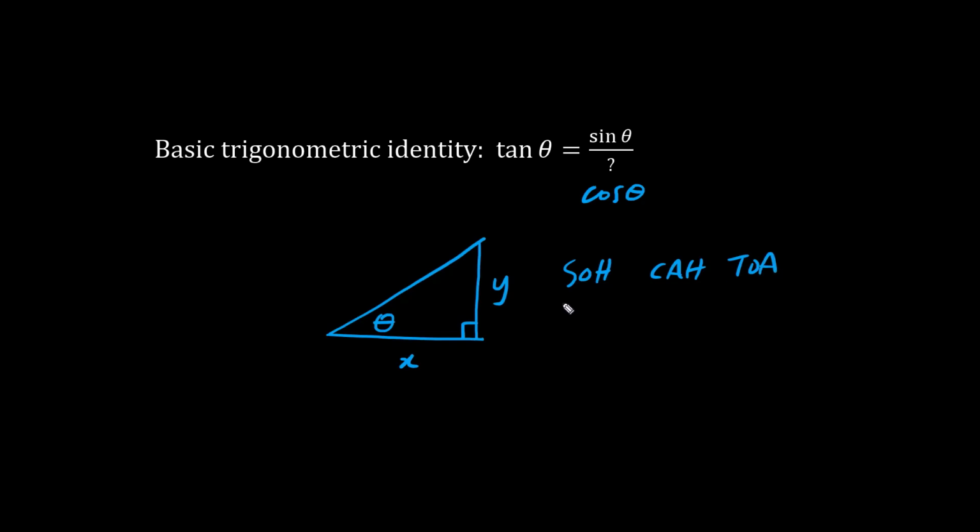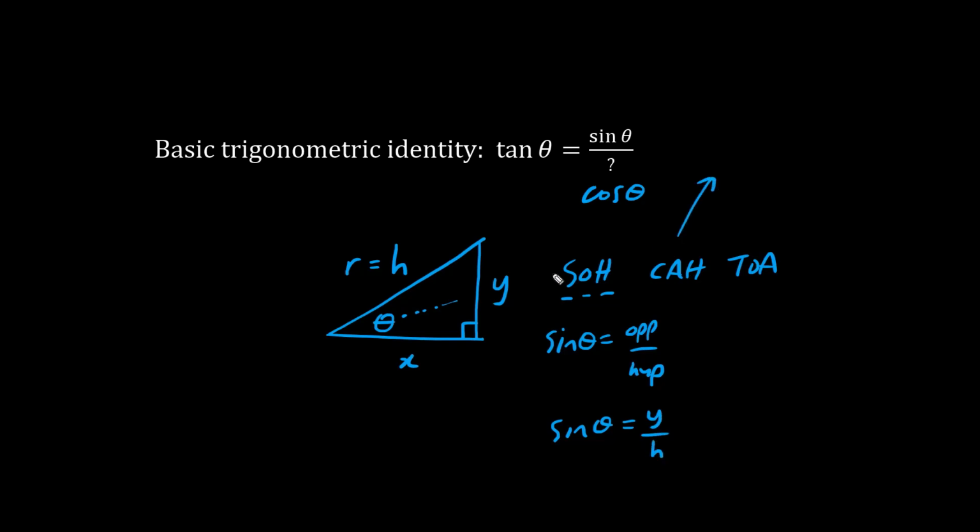SOHCAHTOA. S stands for sine, and sine theta is opposite over hypotenuse. In this case, the opposite is y, and the hypotenuse, we'll call this h, and the hypotenuse is equal to the radius of a circle. So sine theta is y over h.